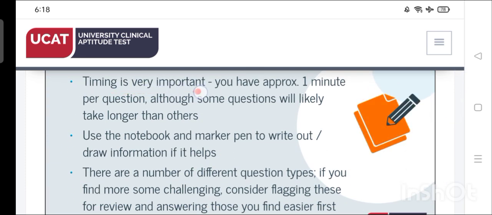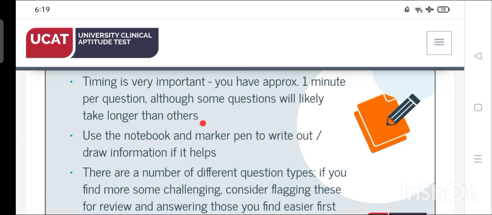Timing is very important. You have approximately 1 minute per question. Although some questions will likely take longer than others. Okay, timing is the main issue in these types of tests. So you have to manage your time very carefully. There are some questions that are very complex and some very easy ones. So you have to manage how you're going to solve all the questions of this portion within the time that will be given to you.